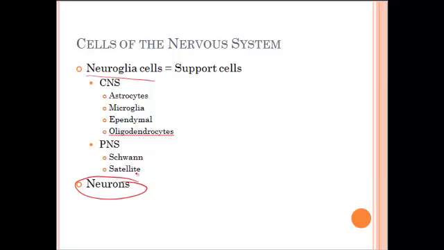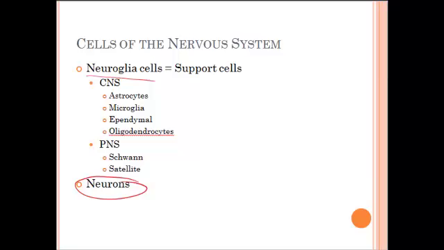So the satellite cells basically do the job of the astrocytes and the microglial cells. We don't have any epidermal cells in the peripheral nervous system because we don't have that fluid. And then the Schwann cells do the same job as the oligodendrocytes. So those are the different cells, the neuroglial cells that make up the central nervous system and the peripheral system.